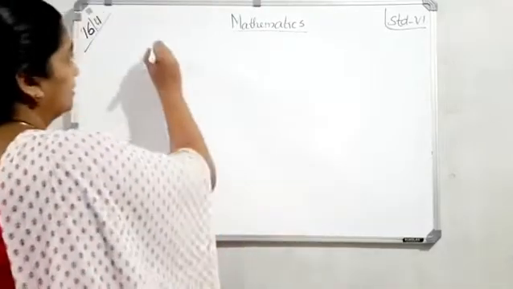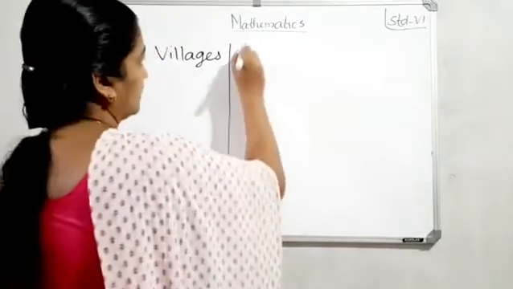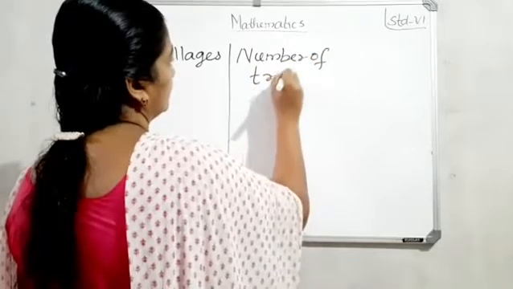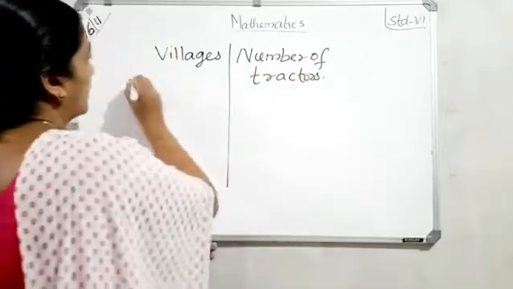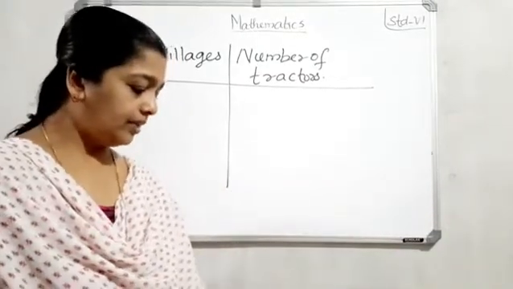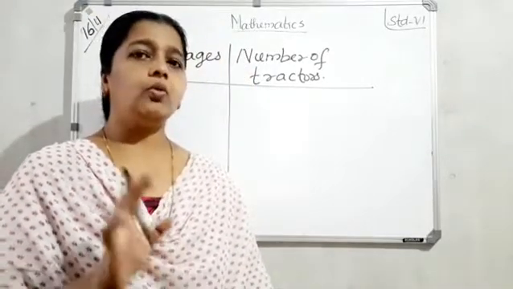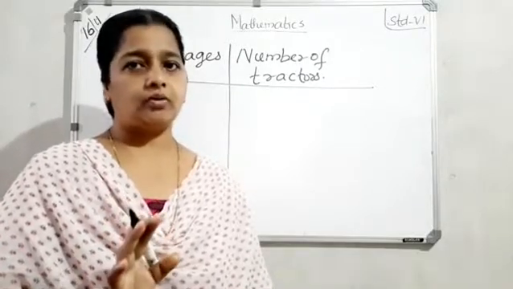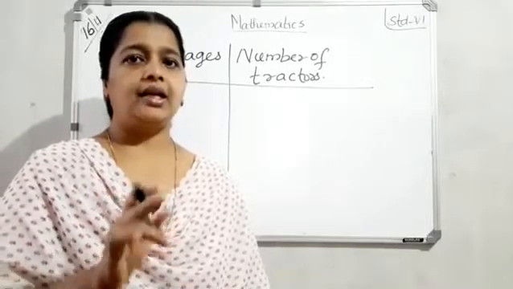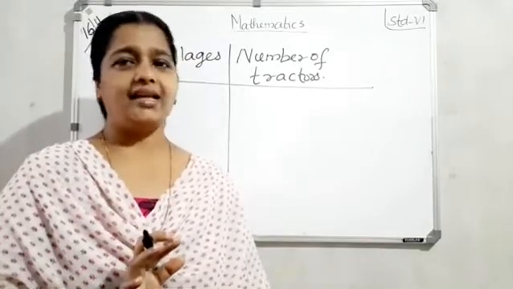So villages and number of tractors. So listen, today I will explain question number 4, then 5, etc. Any 2 questions only you want to write in the notebook. First you want to write in the textbook now. Then you can select any 2 questions. You want to draw the simple figure, you will draw and write the question and answer.